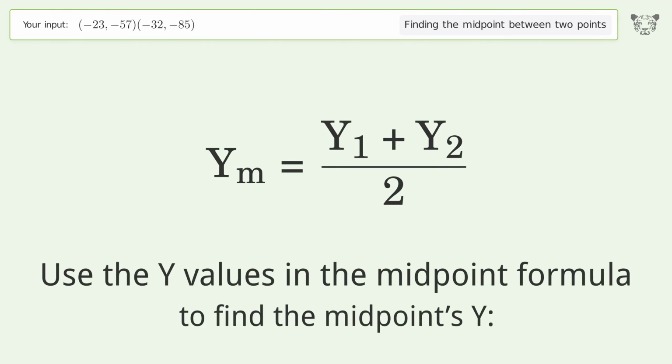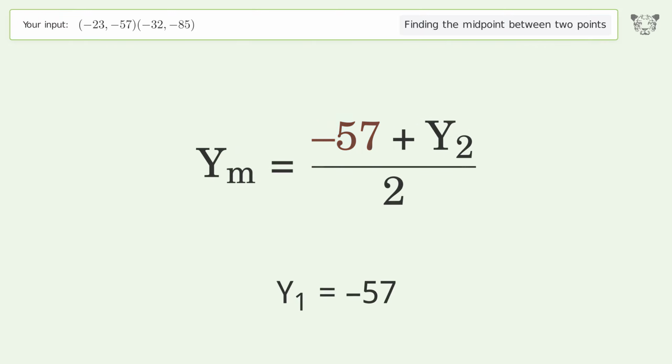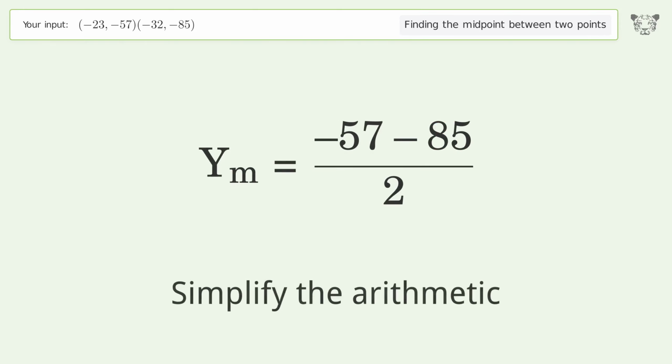Use the y values in the midpoint formula to find the midpoint's y. y1 equals -57. y2 equals -85. Simplify the arithmetic.